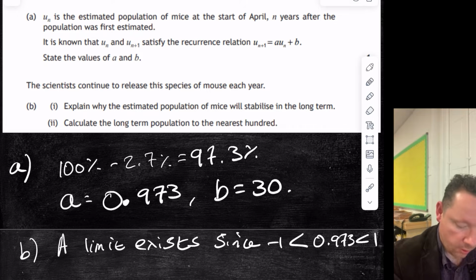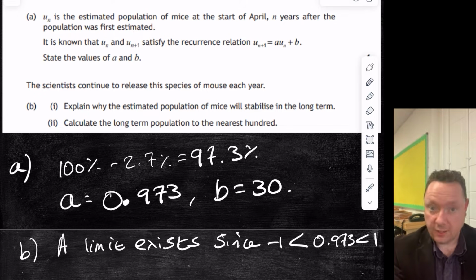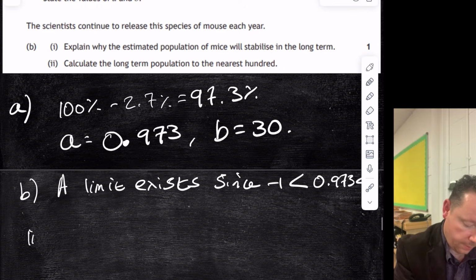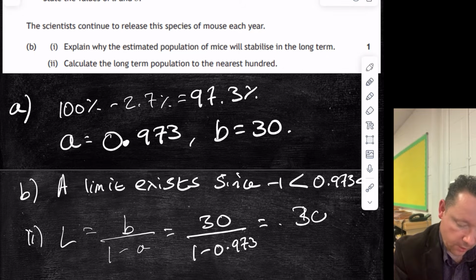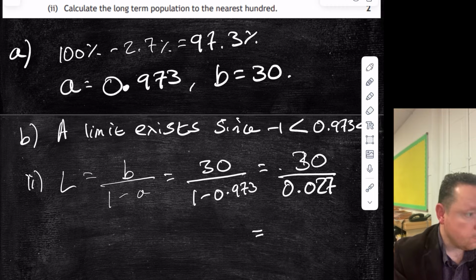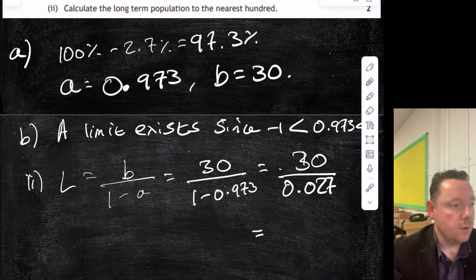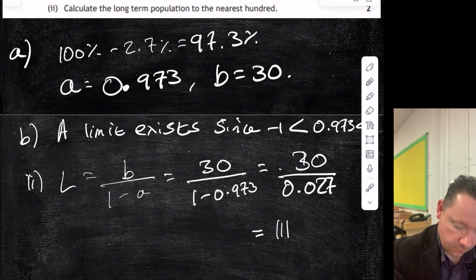Step 2, calculate the long-term population to the nearest 100, and I always find the limit. So for part 2, L equals B over 1 minus A. So we'll just plug our numbers in. B is 30, then it's 1 minus 0.973. 30 over 0.027, which is 111.11, or to the nearest 100, 1100.